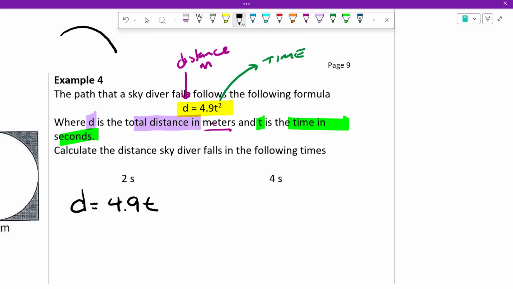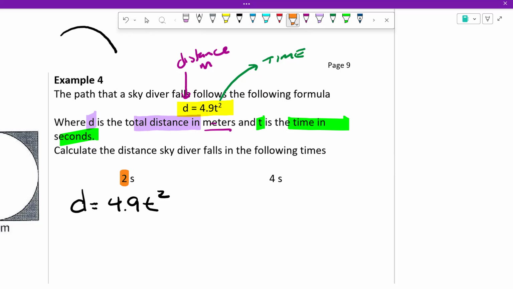D equals 4.9 t squared. Next year, the teacher will give you half a mark to 1 mark just for writing the formula. Step 2, use the formula. They gave you a number to put into this formula. They say put in the number 2. But there are 2 different letters, there's a D and there's a T. Where does that 2 go? Does it go in for the D or does it go in for the T? T, because it says it's 2 seconds.